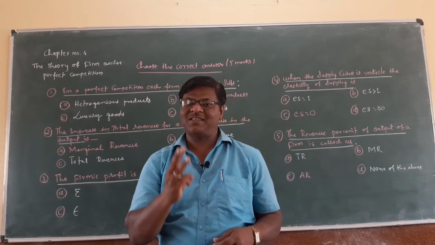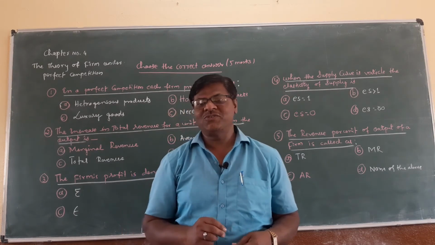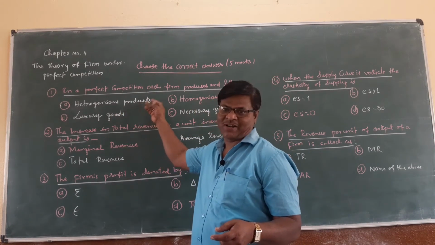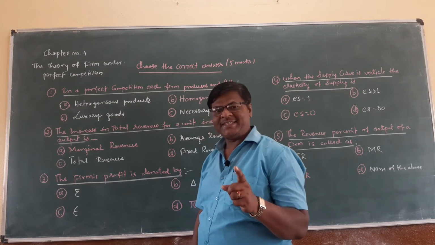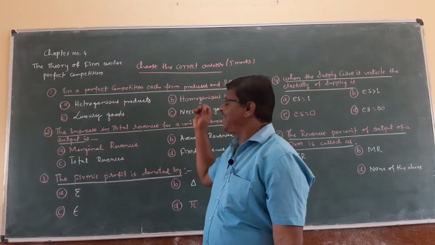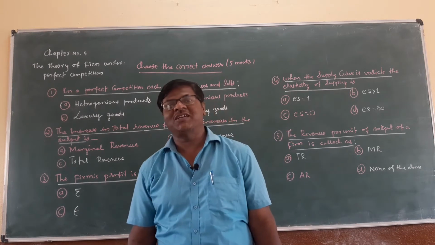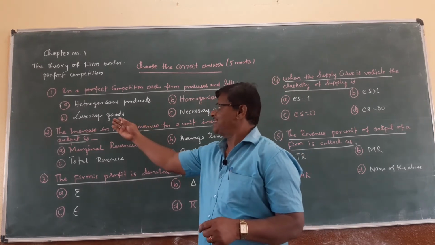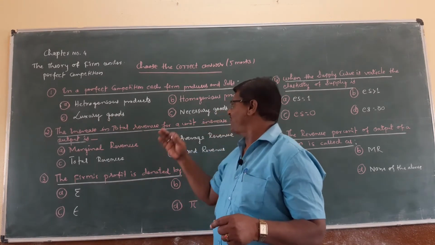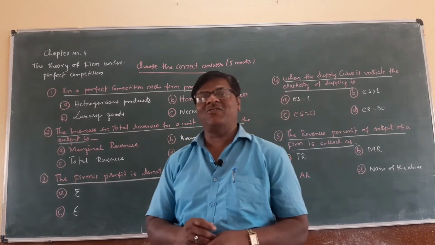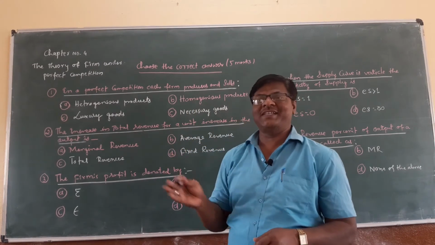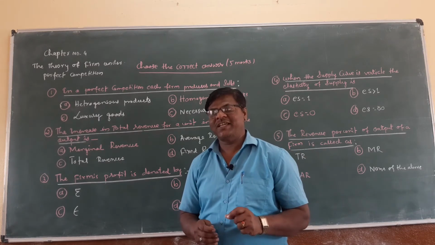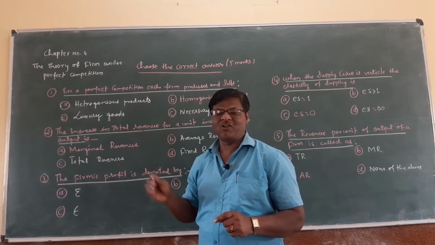There are 4 options. You have to choose only one option. Option A is heterogeneous product. And option B, homogeneous product. Option C is luxury goods, and option D is necessary goods. Which option is correct? You think of these 4 options.